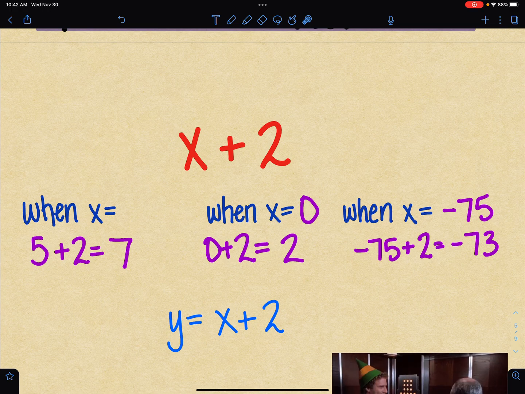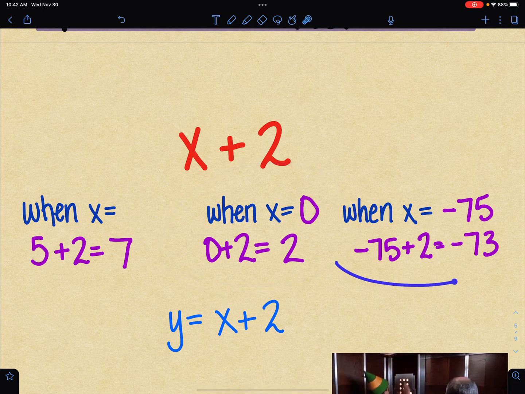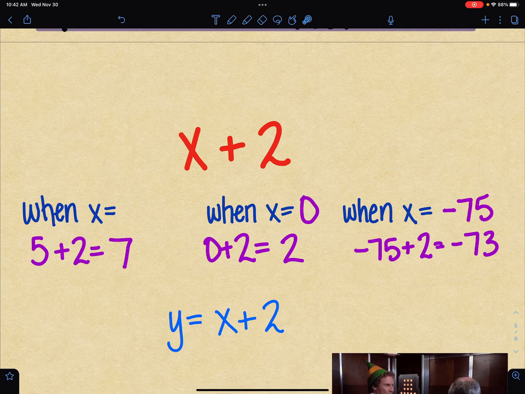And then you can do the same thing, and they go over that again. They say, what is y when x is 5? Well, we already did that. It's going to be 7. What is y when x is 0? We already did that. It's going to be 2. What is y when x is negative 75? And then you'll see y is equal to negative 73.